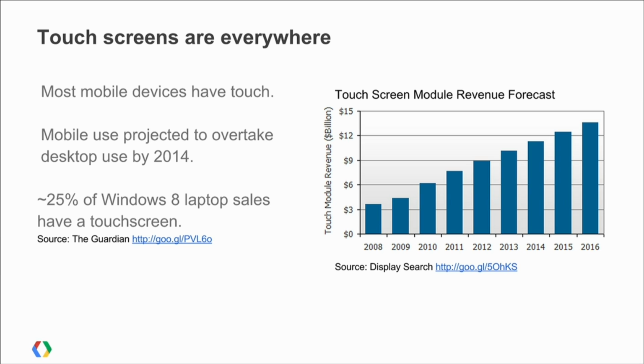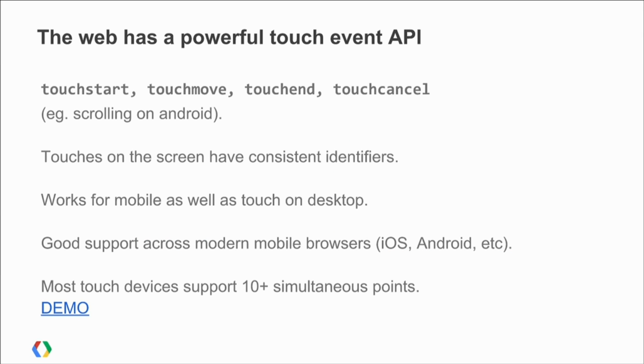Also, we've got this relatively new form factor of touch laptops, of which the Pixel is one, and also Windows machines are becoming increasingly touch-enabled. Something like a quarter of Windows 8 laptop sales have a touch screen. So if you're a developer working on the web, you should expect your users to have a touch screen device increasingly. And the good thing here is that the web has a very powerful touchEvent API.